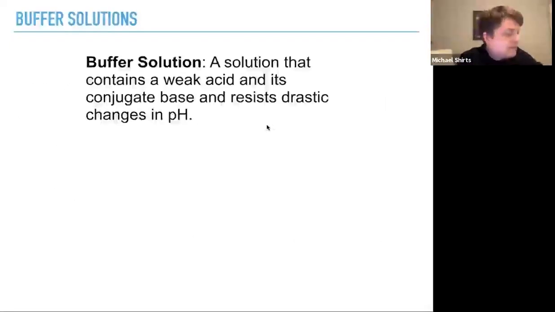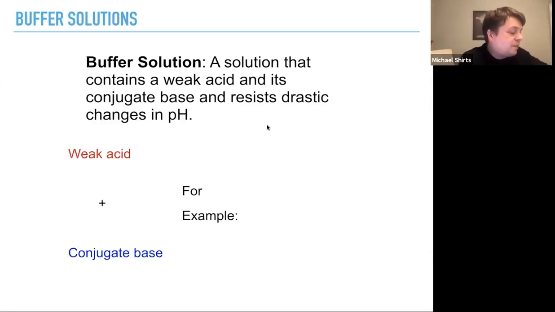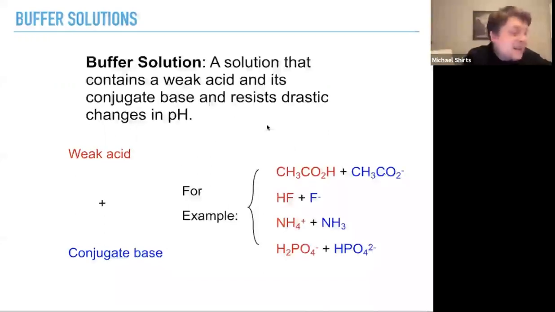So as I've said, a buffer solution, a solution that contains a weak acid and its conjugate base, resists drastic changes in pH. Some examples would be acetic acid and acetate, hydrofluoric acid and the fluoride ion, and ammonium and ammonia. And this last one is interesting: H2PO4 minus, which would be phosphoric acid minus one of its hydrogens, plus HPO4 2 minus, which is phosphoric acid missing two of its hydrogens. In this case, you can create a buffer because those are a conjugate acid and conjugate base pair.